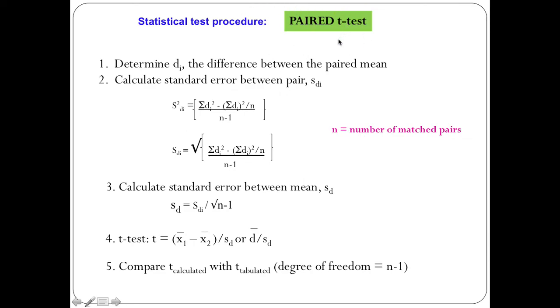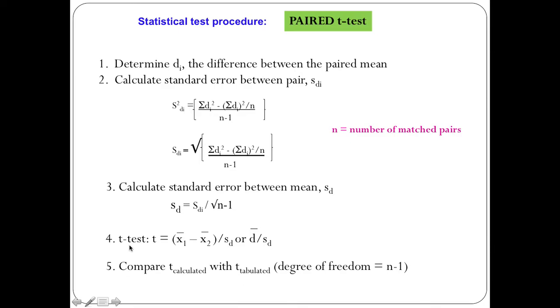Let us look at the paired t-test first. These are the 5 steps you need to remember on how to calculate your paired t-test. First, determine the d_i, which is the difference between the pair. And then you follow with calculating the standard error between the pair. This is stated as SDi, and this is the formula. And the third step, calculate the standard error between means. So the second step is actually between pairs, but this is between means.